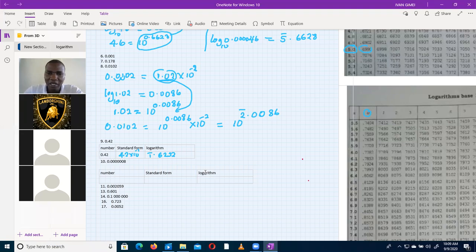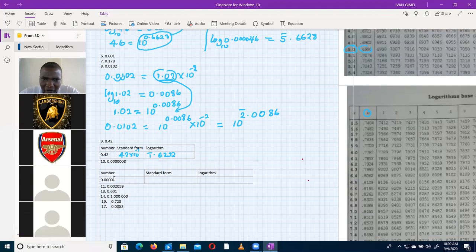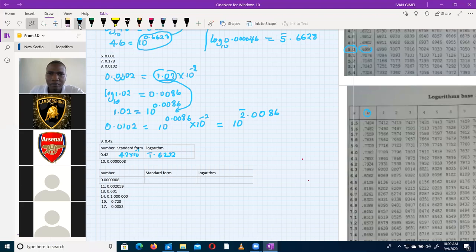Now, what's the number we're dealing with? The number is 0.000. How many zeros are those? Are they 6? Those are 3, 4, 5, 6, 7. Then standard form. Can somebody tell us what it will be like in standard form? 8 times 10 to the power negative 7.